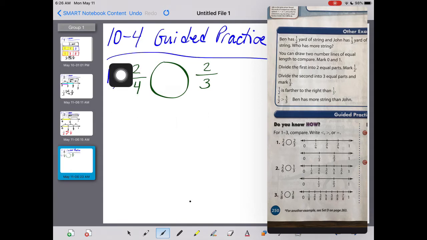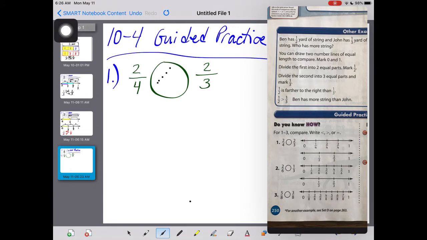So I want you to be thinking now, the denominators are different, but if the numerators are the same, if they have the same amount of pieces, now we can think about our denominators and think, okay, which one's bigger, which one's smaller? And remember what we talked about. The smaller the denominator, the bigger the piece, right? So I'm going to predict that if I have 2 out of the 4 pieces, these pieces are going to be smaller because this is a bigger denominator than these pieces, 2/3. So I'm going to predict that 2/3 is larger.